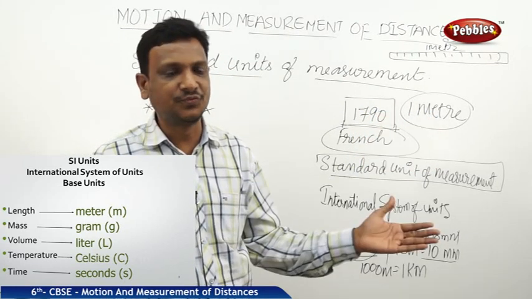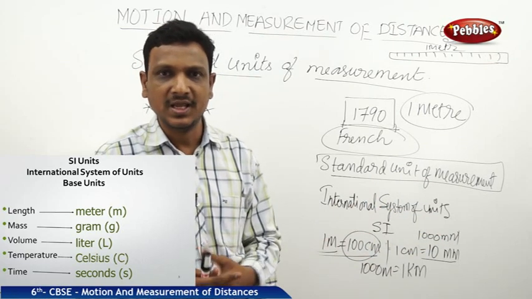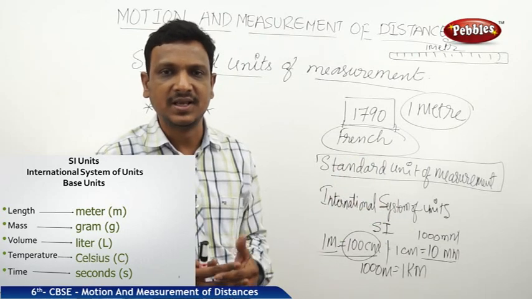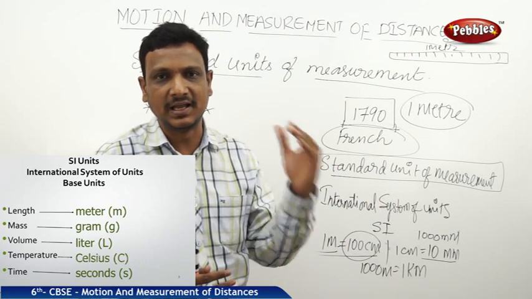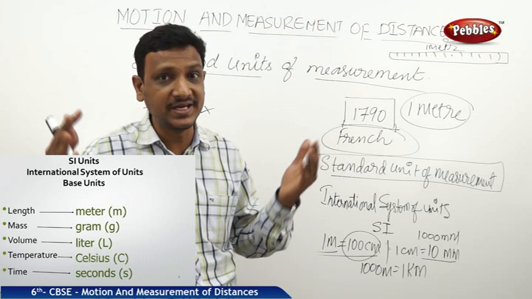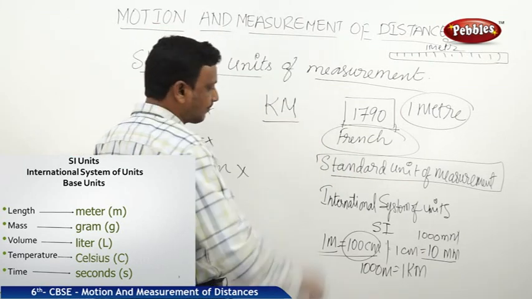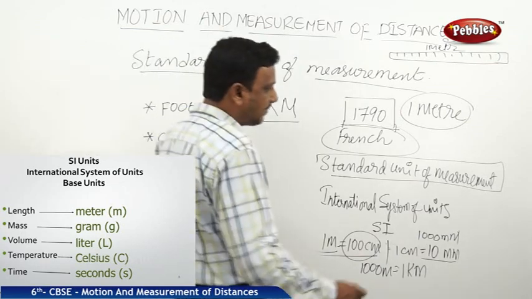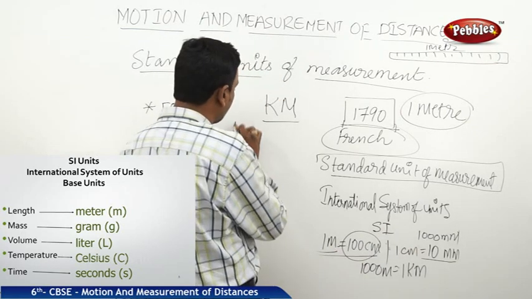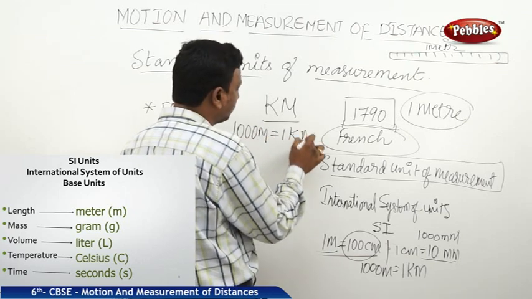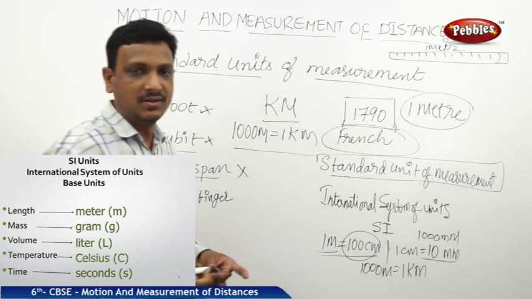Right. This is for measuring the smaller lengths. To measure a long length, like the distance between two places, as I told earlier, the distance between Kerala and Delhi is 2600 kilometers. There I used the word kilometers. So the bigger unit of meter is kilometer. 1000 meters is equal to 1 kilometer. That is the bigger unit.